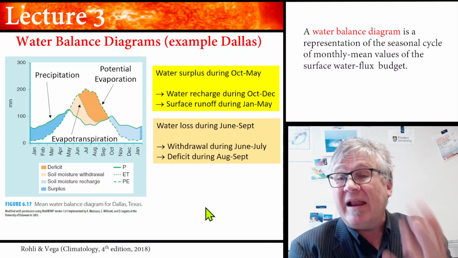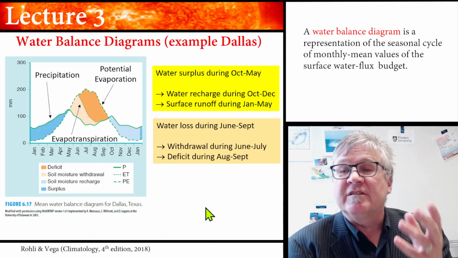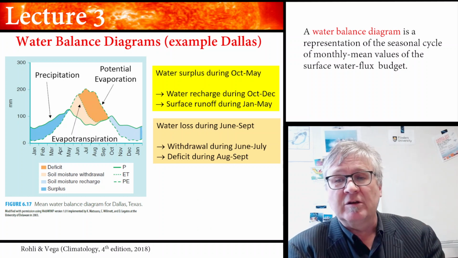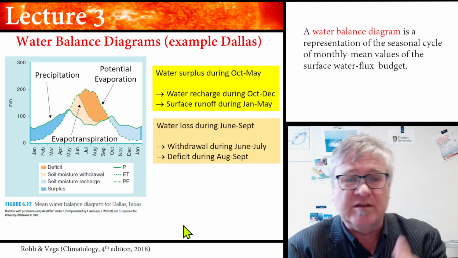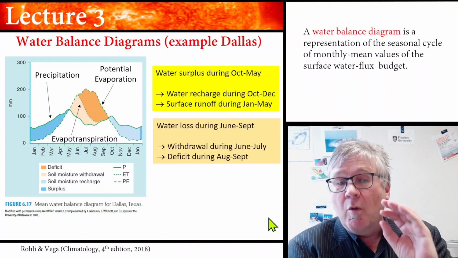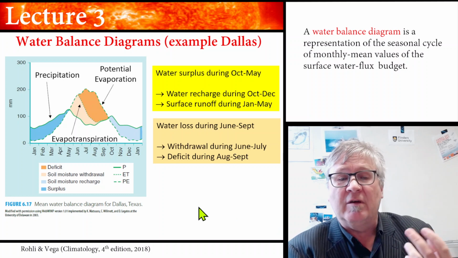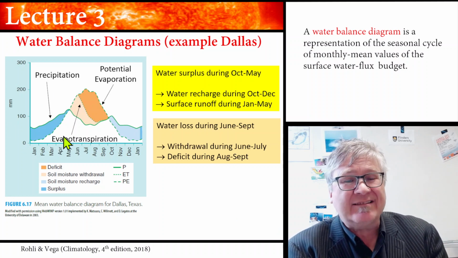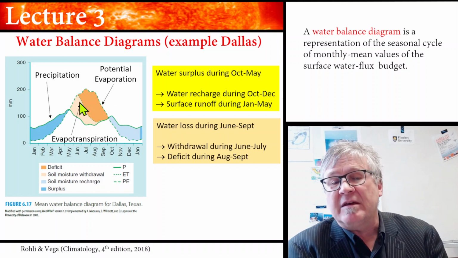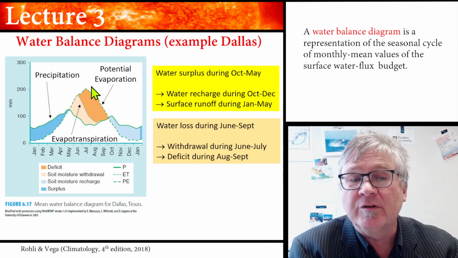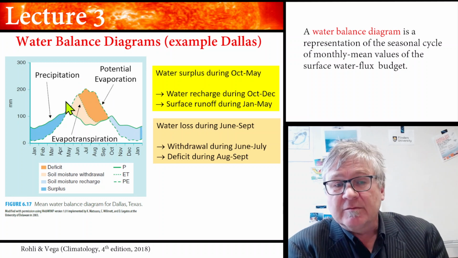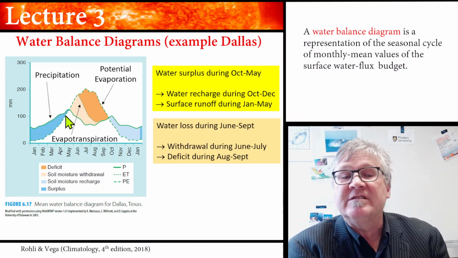So a water balance diagram is a representation of the seasonal cycle of monthly mean values of the surface water budget. It sounds a little bit complicated, but it gives you more information than the rainfall because you can see how distinct a wet season and a dry season can be, if you take into account the evaporation and the factors that influence evaporation.